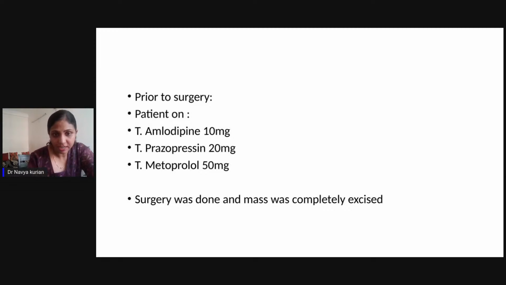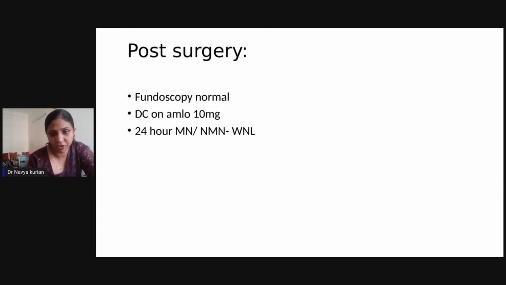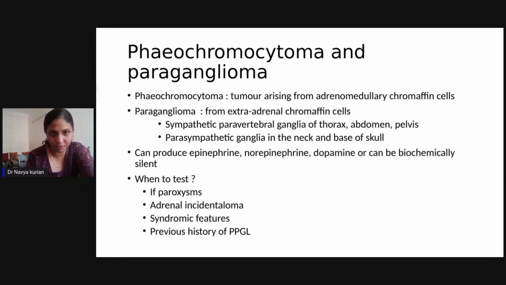And prior to surgery, he was blocked with prazosin 20 mg, metoprolol 50 mg, and amlodipine 10 mg. Surgery was done and the mass was completely excised. And post-surgery, his fundoscopy was normal. He was discharged on amlodipine 10 mg. And post-surgery, 24-hour metanephrine, normetanephrine was within normal limits.